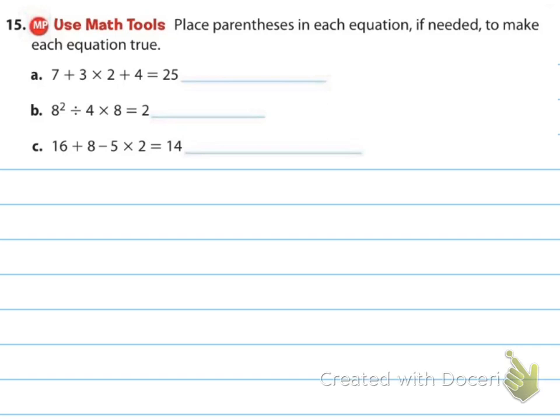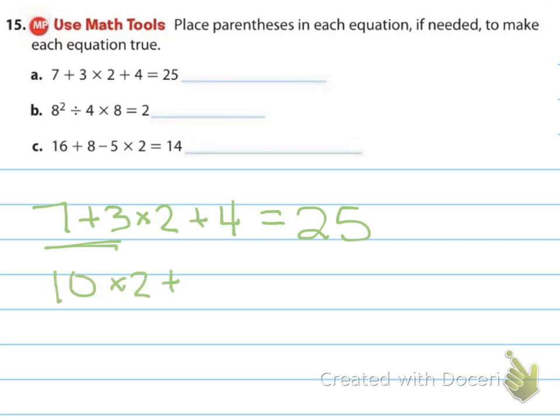And for number 15, we continue on with our riddle here. Place parentheses in each equation, if needed, to make each equation true. So the first one is 7 plus 3 times 2 plus 4, and we're going to make this equal to 25. So we're trying to figure out what part should we do first to make this equal to 25. So if I do this first, and I make it 10 times 2 plus 4, that's going to be 20 plus 4, which is 24. Not going to work. So we're not going to do the parentheses around 7 plus 3.